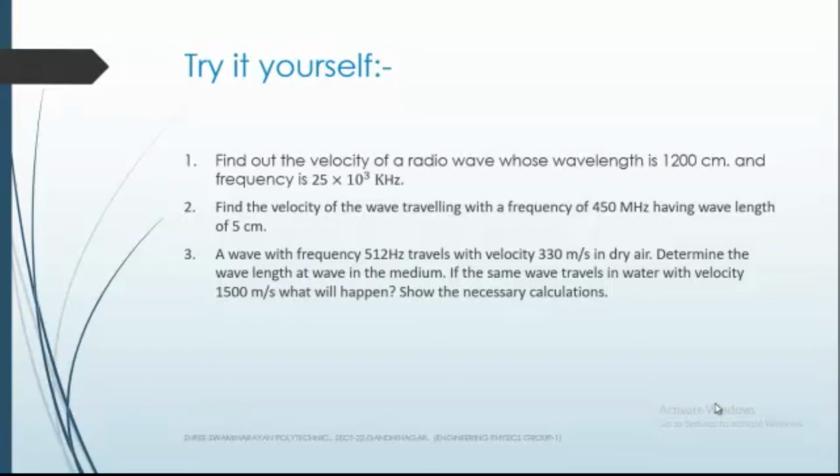First one. Find out the velocity of a radio wave whose wavelength is 1200 centimeter and frequency is 25 into 10 raised to 3 kilohertz. It means wavelength lambda is equal to 1200 centimeter is given, frequency n is equal to 25 into 10 raised to 3 kilohertz is given. Find V. You can calculate yourself.